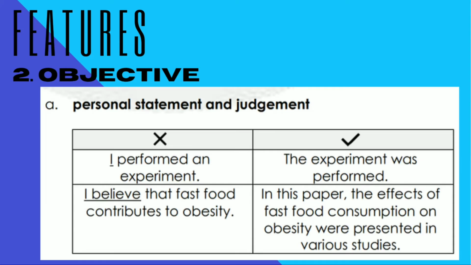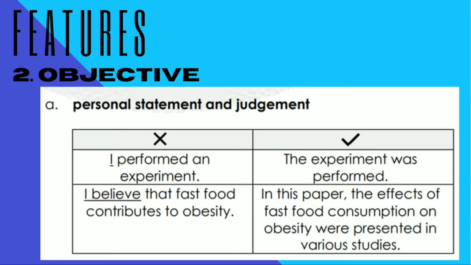The second one is objective. In general, academic writing is based on facts and evidence and is not affected by personal emotions. Therefore, to make your essay or research paper convincing, you must use an unbiased style of writing. To maintain an objective tone in your writing, avoid the following. Avoid personal statements and judgment.